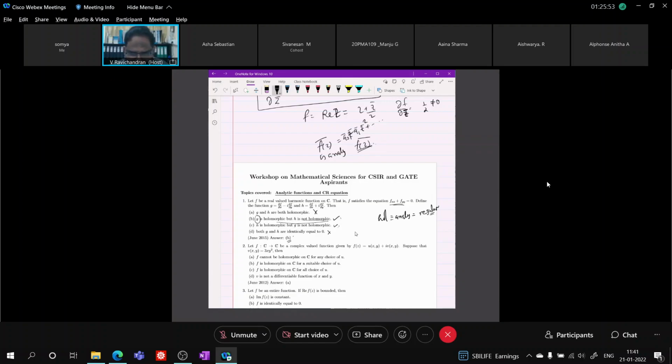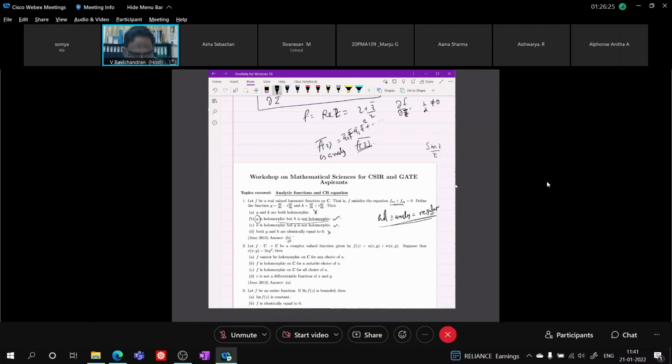Regular sometimes may mean that it has a removable singularity. Maybe you can talk about sin z by z as a regular function. The reason is that there is a singularity at z equal to 0 that can be removed. So such functions are called regular functions. But we will consider them as similar. Maybe for exam purposes, you can consider them as one and the same. So here the question is to see whether f is holomorphic or not.